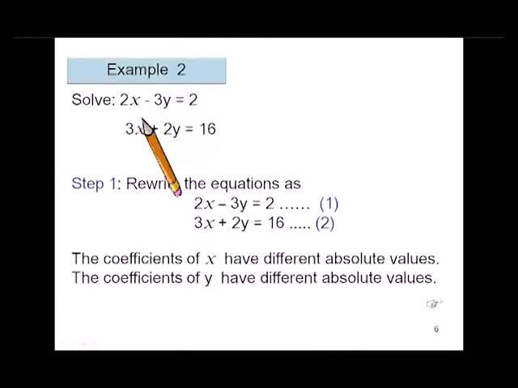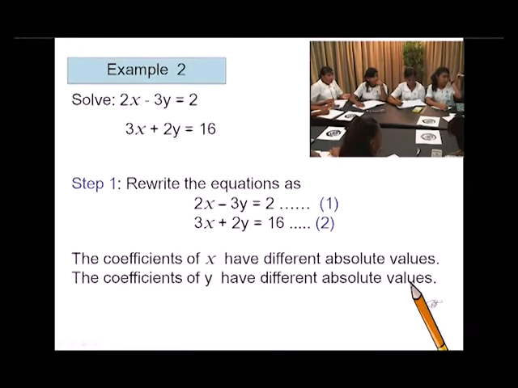Example 2. Solve 2x take 3y equals 2, 3x plus 2y equals 16. Step 1. Rewrite the equations as 2x take 3y equals 2, equation 1. 3x plus 2y equals 16, equation 2. The coefficients of x have different absolute values. The coefficients of y have different absolute values.